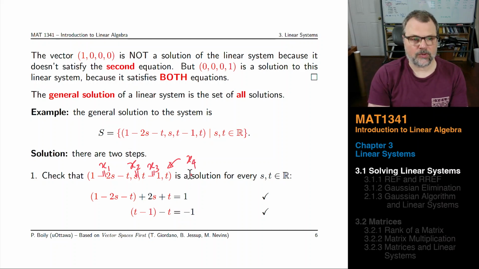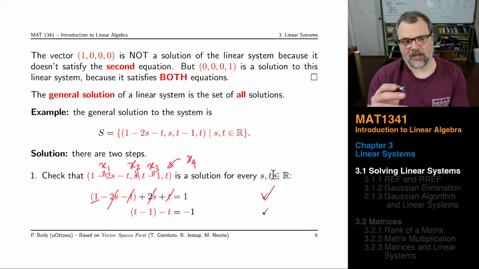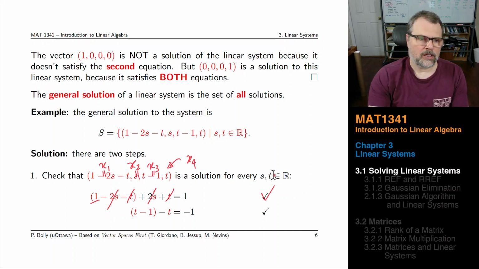So let's do that. Let's replace x1 by 1 minus 2s minus t, x2 by s, x3 by t minus 1 here, and x4 by t. If you work it out, you'll see that the 2 s's cancel, the minus t and the t cancel, and you're left with 1 is equal to 1. So yeah, that first equation is satisfied with a solution that looks like this. And the second equation has x3 minus x4, t minus 1 minus t. The t's cancel out, you're left with minus 1. Yep, it is a solution.